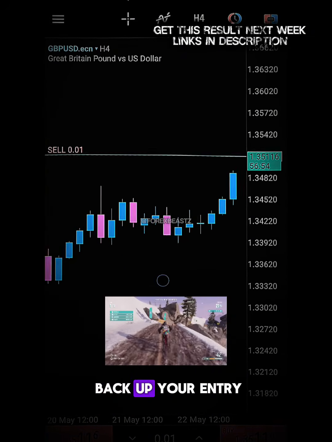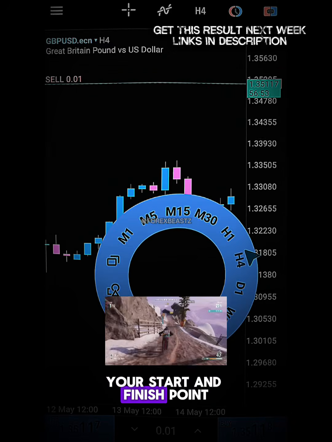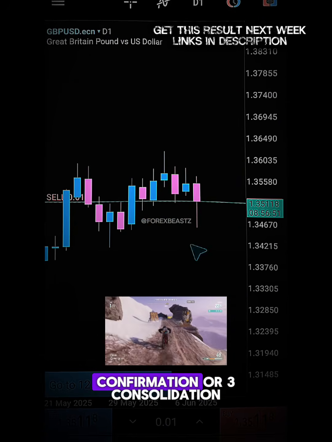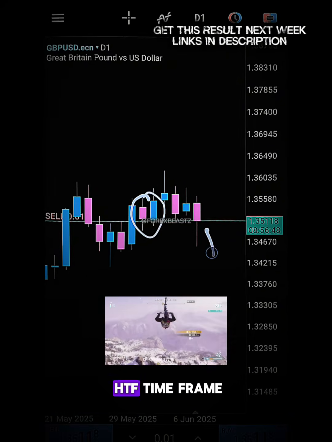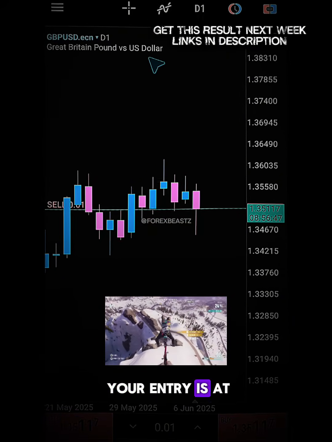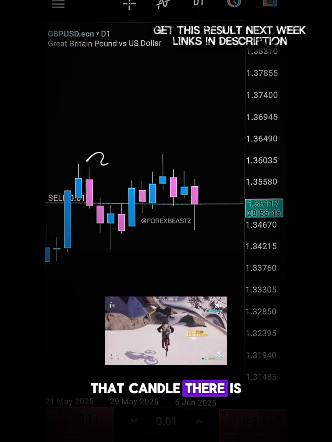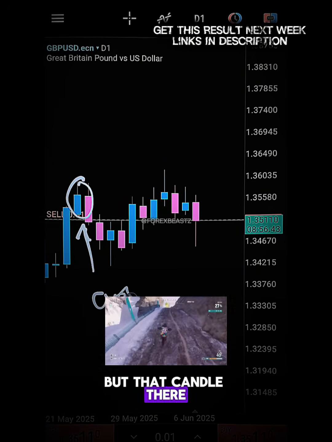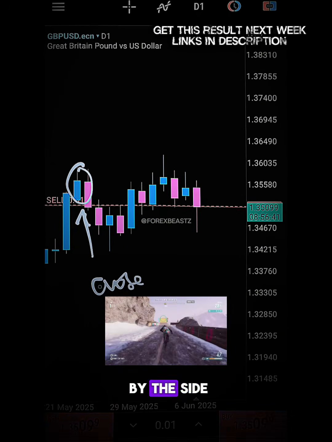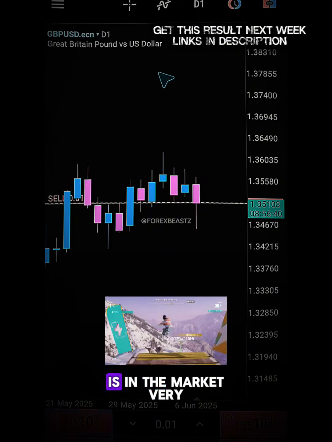So you want to back up your entry, your start and finish point, with at least 3 confirmations or 3 consolidations, and that's when you want to go to the HTF time frame. And also make sure your entry is at the volume point. That candle there is the volume point. The weak part is just the rejection, but that candle and those other candles by the side, that's where the volume is in the market.